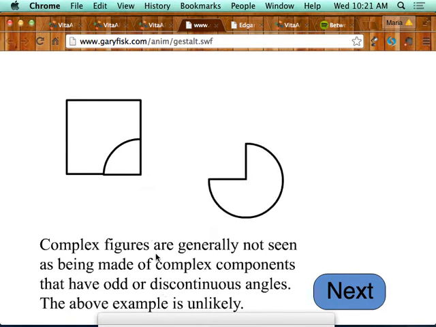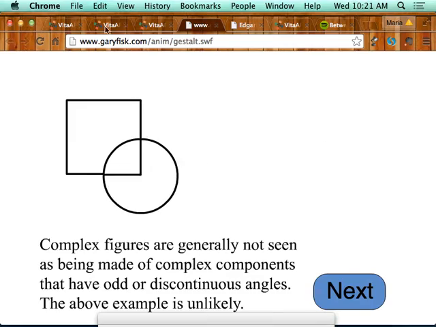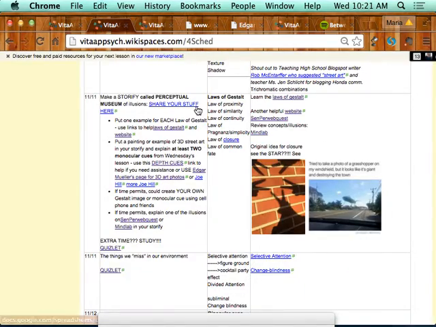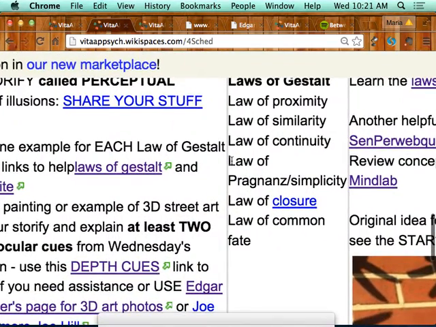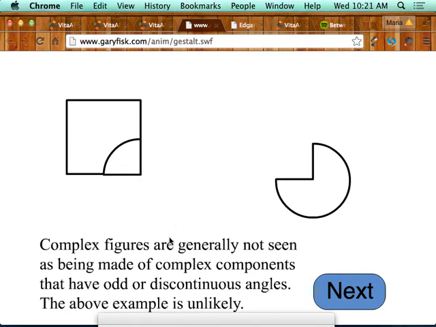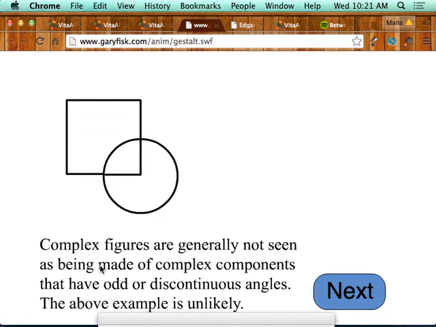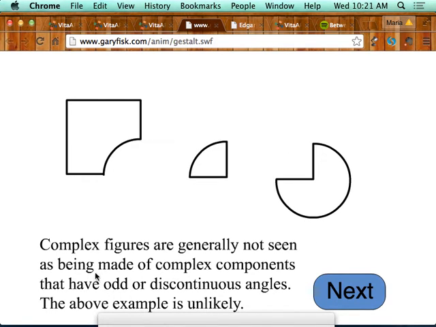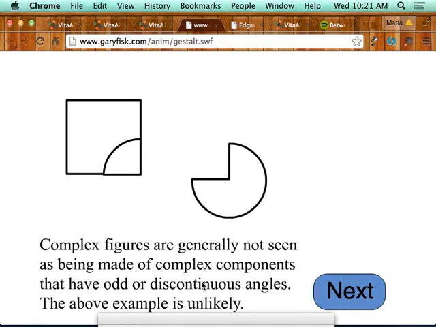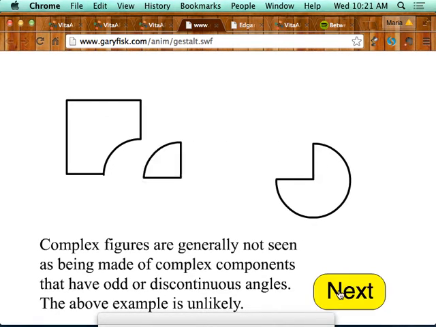The law of simplicity is also known as the law of pragnanz. So you might want to write that down with this one. It is known as the law of pragnanz. So the law of simplicity says we break things down into basic overlapping parts, not odd or discontinuous angles. That's the law of simplicity or the law of pragnanz.